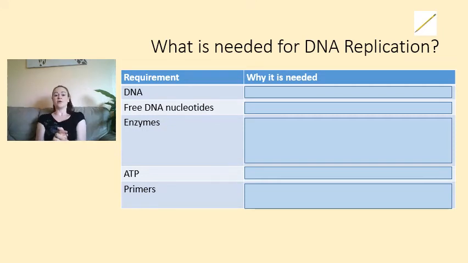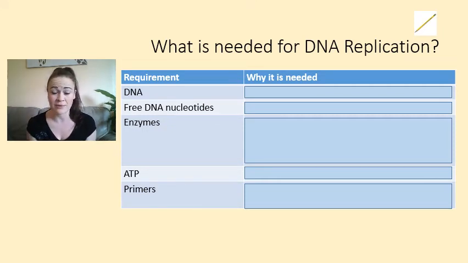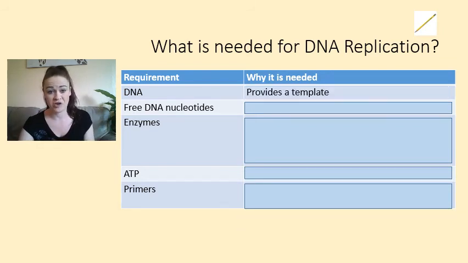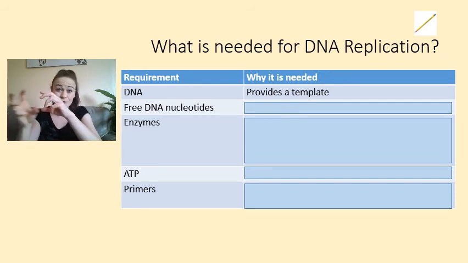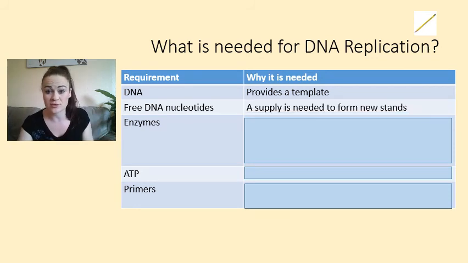Right, to summarise, what do we actually need for DNA replication? Right, you obviously need DNA. We need a template. You need something to copy from. You need free DNA nucleotides. You need those nucleotides for the DNA polymerase to actually grab and add on to the new growing strand. If we didn't have any free DNA nucleotides, then we couldn't make more DNA.